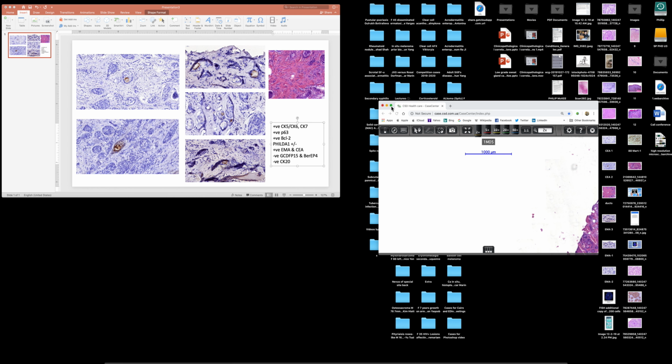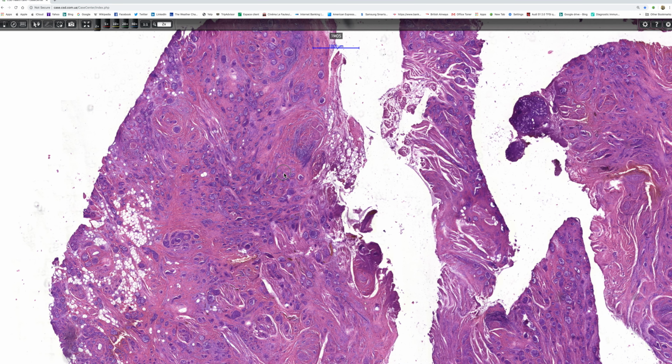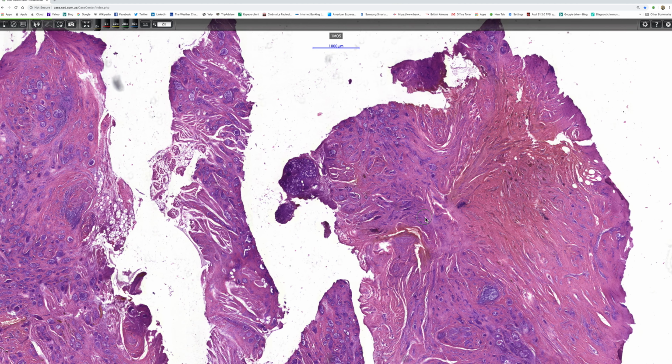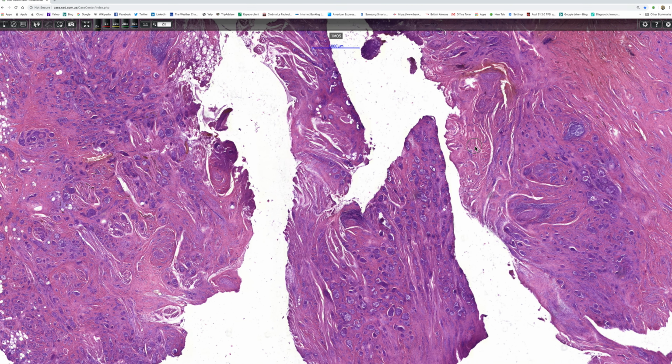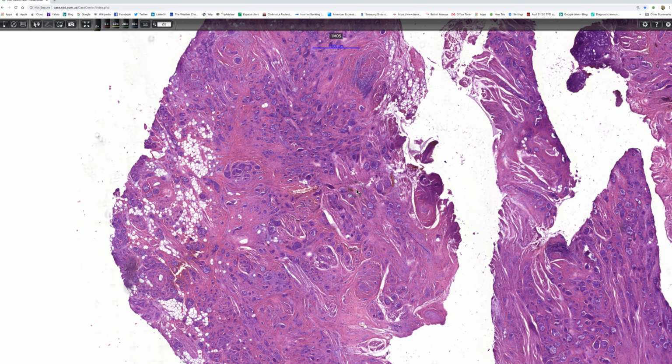The patient was a 60-year-old female who presented with a 1 centimeter diameter tumor on the lip, and there were several fragments of tissue, none of which unfortunately had any overlying squamous epithelium, but I don't think that matters too much.